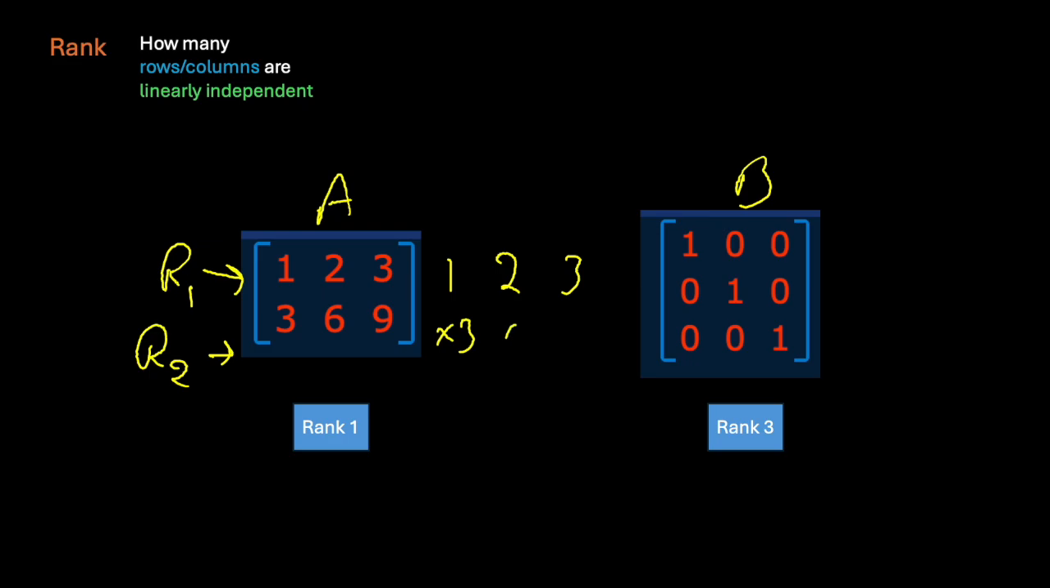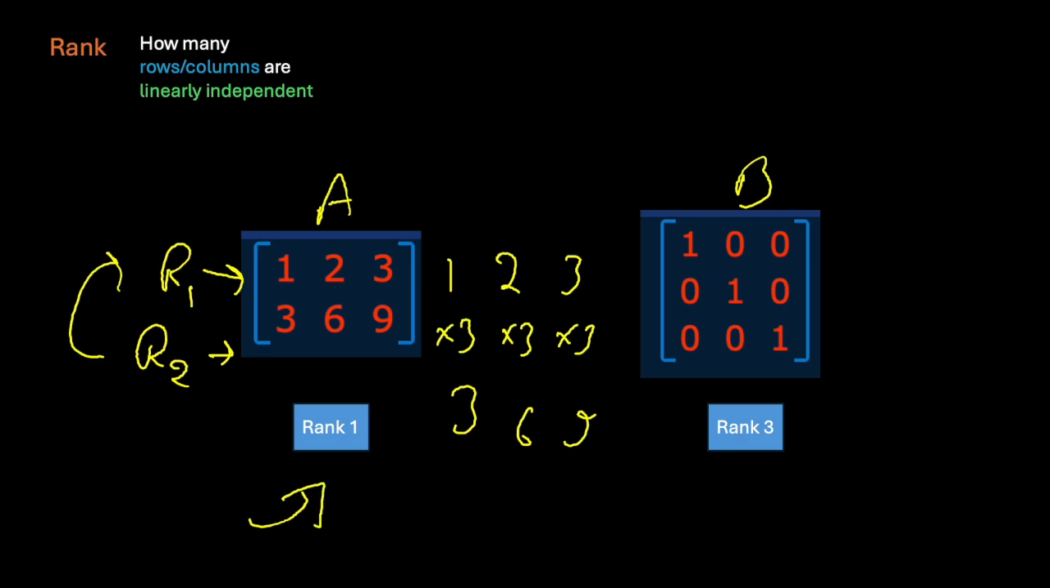If we multiply 2 by 3 again, it will become 3. And if we multiply 3 by 3 again, it will become 9. So eventually it becomes 3, 6, 9. So R2 here can be represented using R1. So it's not linearly independent. That's why we say only one row here is linearly independent. That's why the rank here is 1.